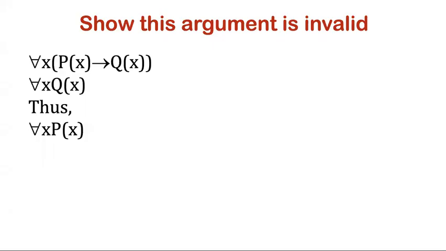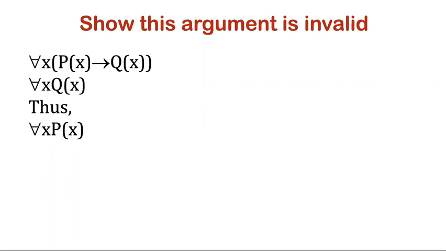Hi folks, in this video we talk about using interpretations in first order logic. For example, you can use interpretations to prove that arguments are invalid or prove that sentences are possibly false. For example, stop your videos now and see if you can give me an interpretation that shows that this argument on the screen is not valid.